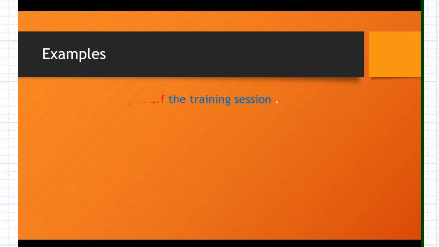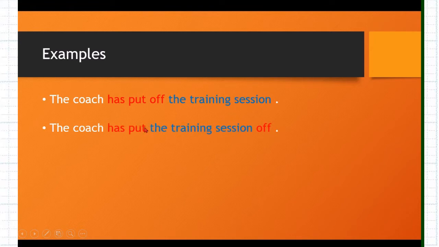More examples here. We have: the coach has put off the training session. The coach is a person who teaches you the lesson of sport. Can you find the phrasal verb here? Put off. Good. And it is conjugated. The coach has put off what? The training session. So it comes after the verb particle. Or we can put it after part number 1, it means the verb. The coach has put the training session off.